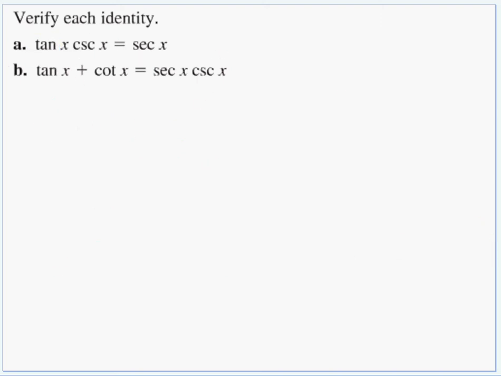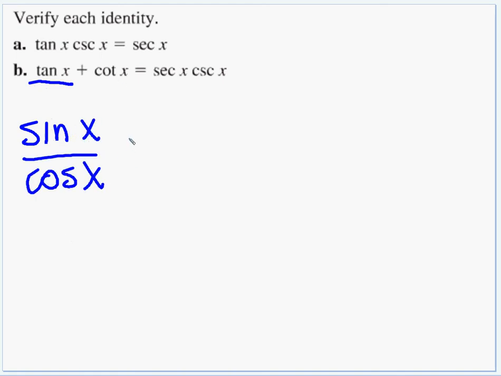Now, in letter A, notice the left side was multiplied and the right side was a single term. No problem. Now, in letter B, we've got two terms on the left where we're adding stuff together. On the other side, it's multiplied, a single term. A lot of these are going to work out the same way. We are going to work on the left side here, and just like the directions gave us the hint, we'll turn into forms of sine and cos. So this tangent is sine x over cos x, plus cotangent is cos over sine, cos x over sine x.